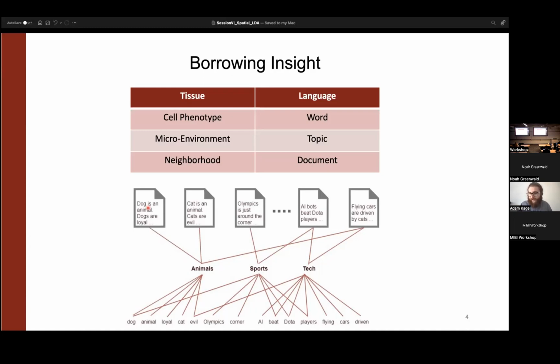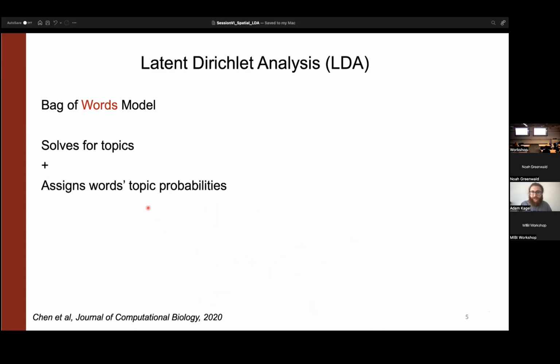A tool in natural language processing that's really good at doing this is called latent Dirichlet allocation. First and foremost, it's a bag of words model, which means that the words and how close they are to each other does not matter. They're just all put into the same bag, drawn at random, essentially. And as I said before, it naturally constructs these topics, and it assigns for each word in a document the probability that it's for that topic.